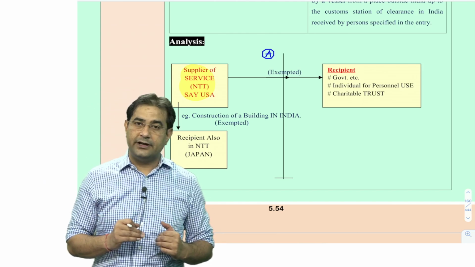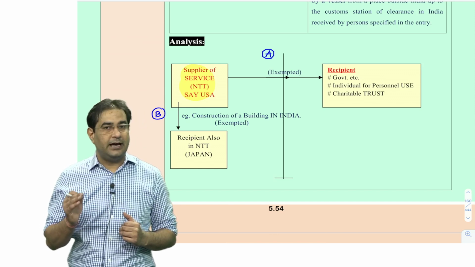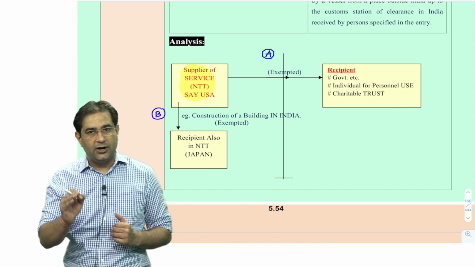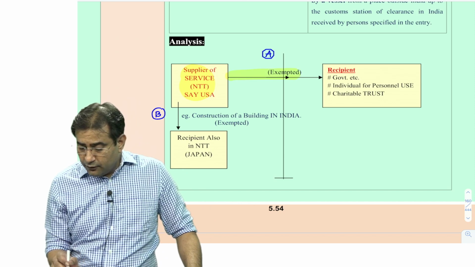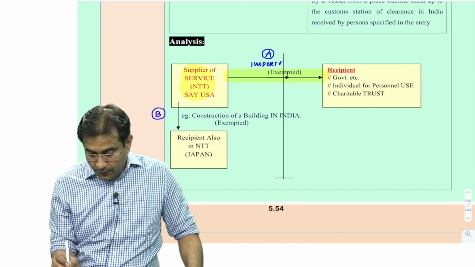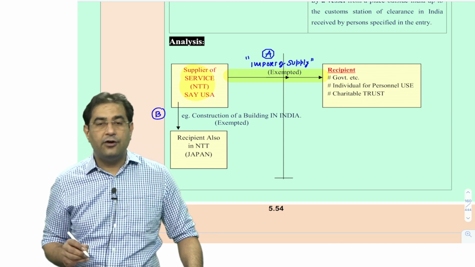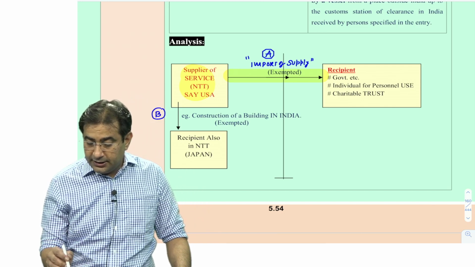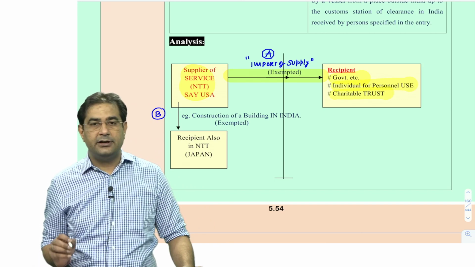And we know very well that in case of import of services, reverse charge is applicable, that is, the recipient is liable to pay GST to the government. Right, sir? So imagine if there was no exemption in such a particular situation. This is import of services, and we have linked the transaction of import of services at many places. But this time the recipient is the government, an individual for personal use, or a charitable trust.